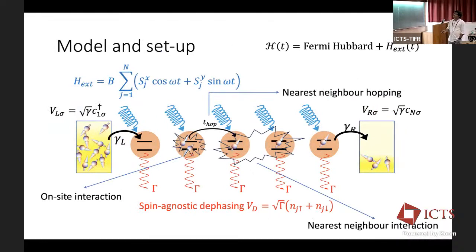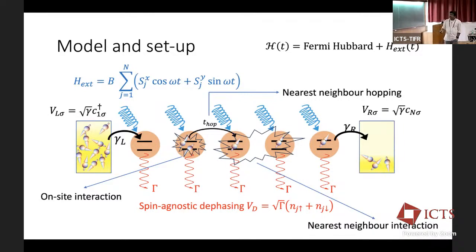So let me show you the model and the setup. I have a Fermi-Hubbard model. I drive it externally with a local Zeeman-type circularly polarized drive. I have hopping of electrons from one site to another, on-site interaction, and nearest neighbor interaction. And I also have something called spin-agnostic dephasing. It means that it's measuring the total number of up-spin and down-spin electrons at a rate square root of gamma at each site.